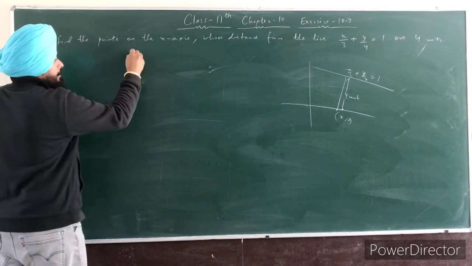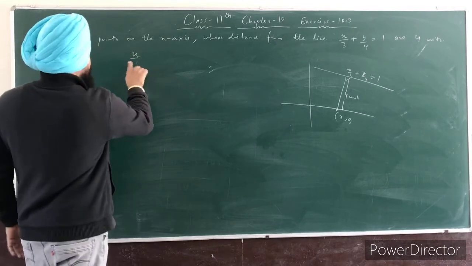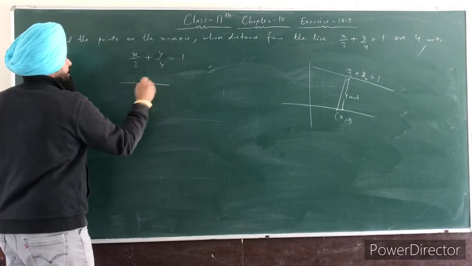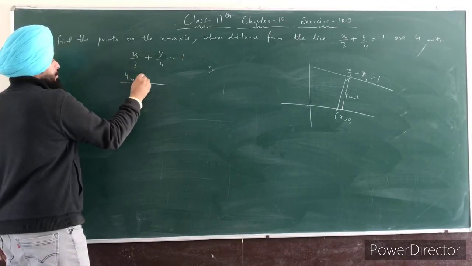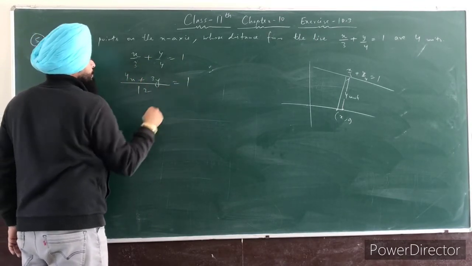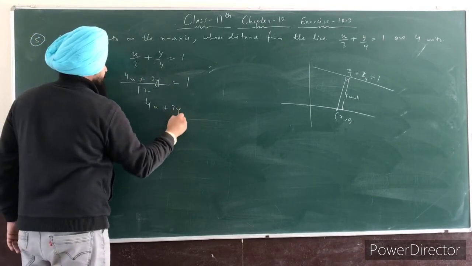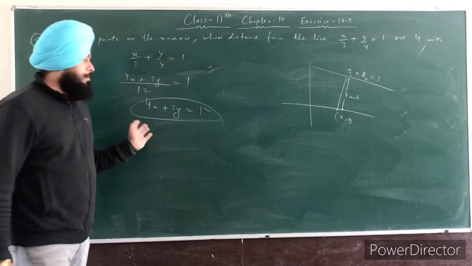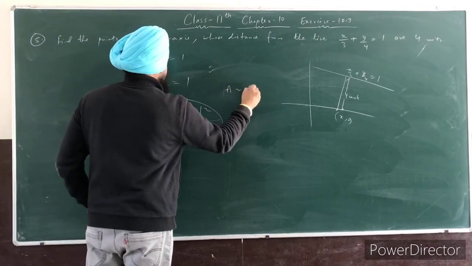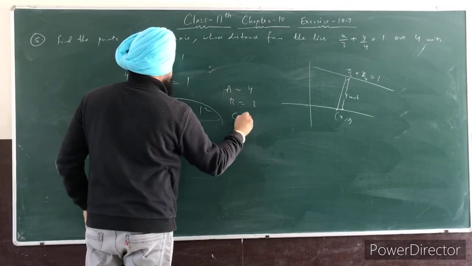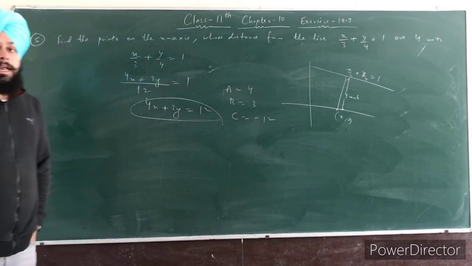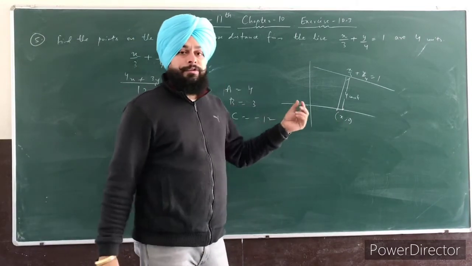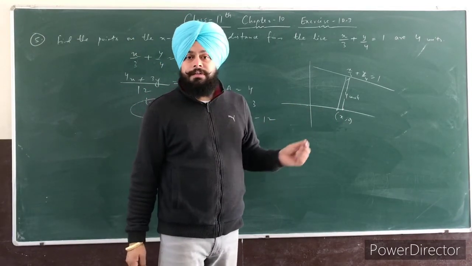So we know that x/3 + y/4 = 1, or we can take the LCM: 4x + 3y = 12. Now compare the values of a, b and c from this equation. So a is 4, b is 3 and the value of c is -12. And the point is already given, that is (x, 0). It means the value of x1 is x and the value of y1 is 0.